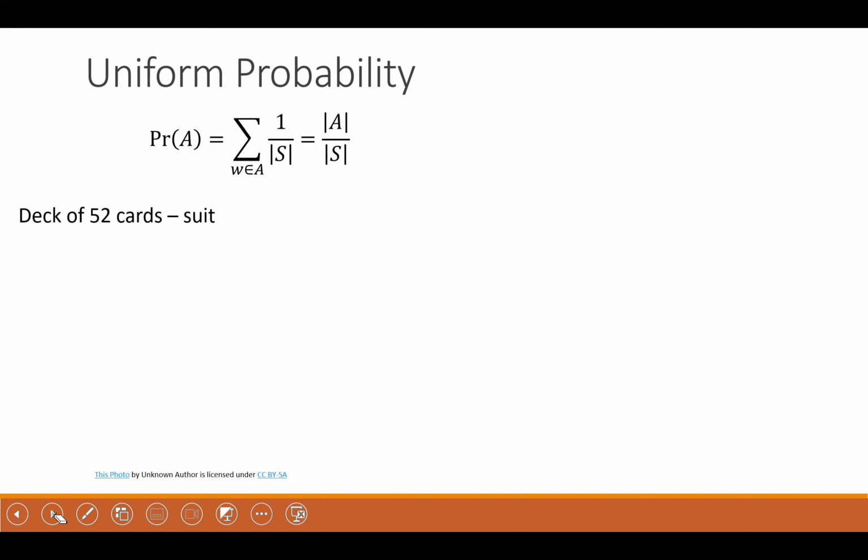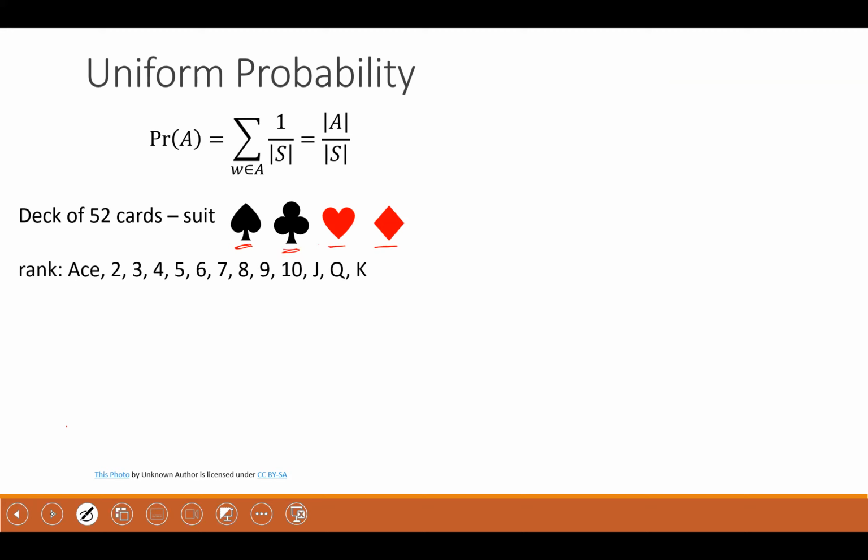Okay, so that's a simple introduction. Again, we're going to talk about some cards. A deck of 52 cards has 4 different suits: spades, clubs, hearts, diamonds, and 13 different ranks. We start with an ace, which is sometimes a 1 or sometimes the high card. Then we have 2, 3, 4, 5, 6, 7, 8, 9, 10, and then Jack, Queen, King. So 13 ranks, 4 suits.